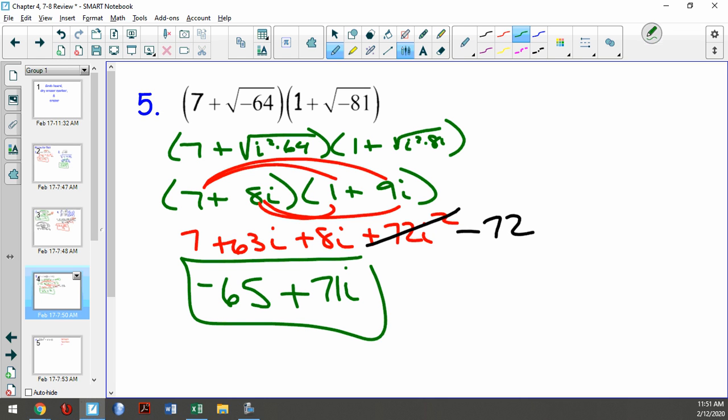Okay, do we understand this one? We good? Okay, it's on the test tomorrow.